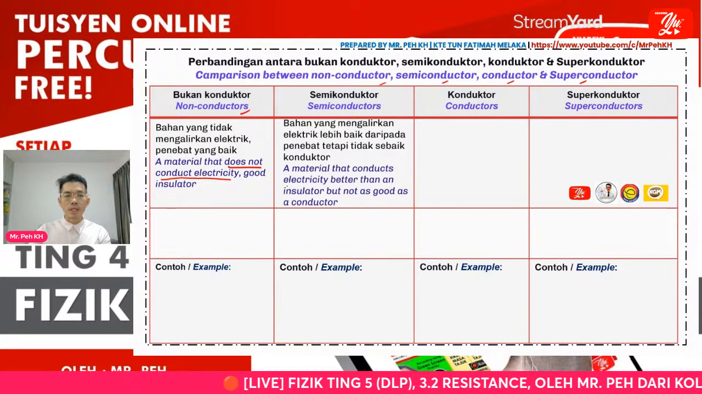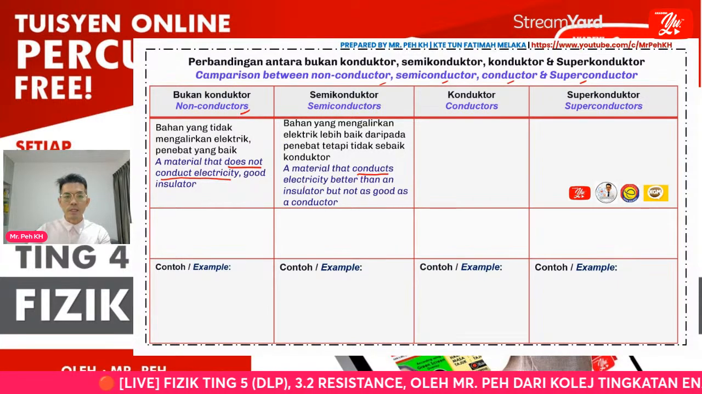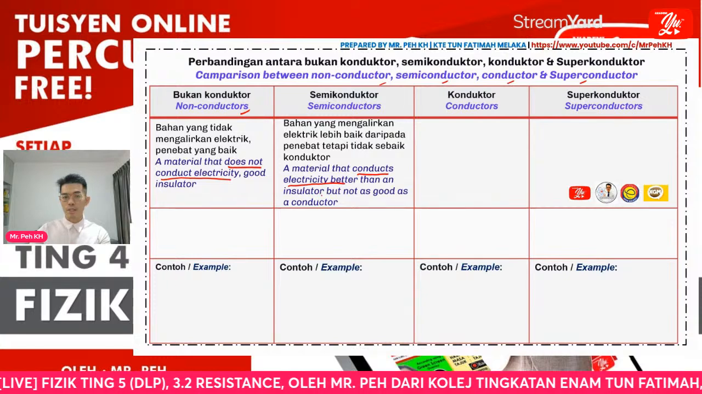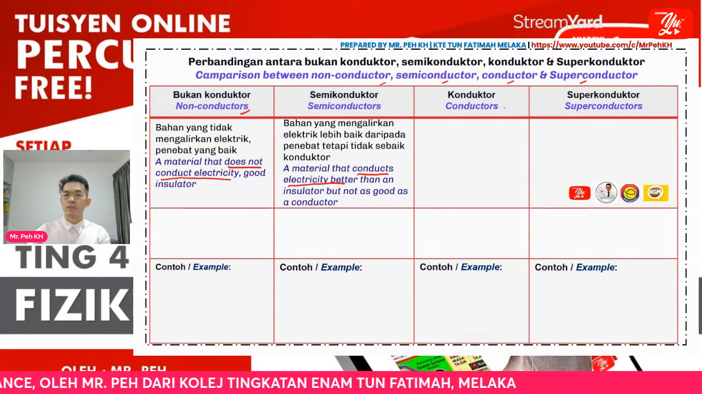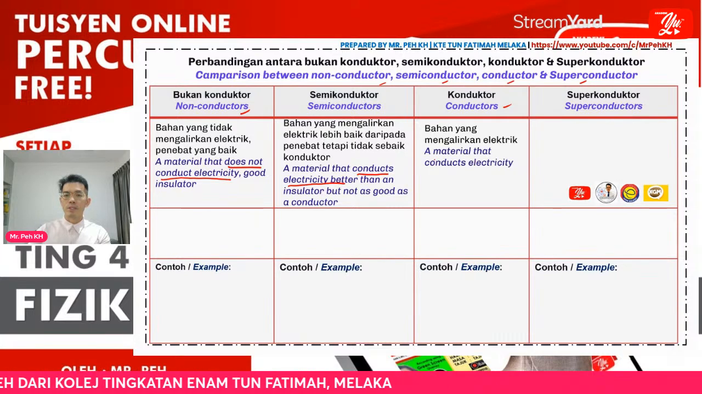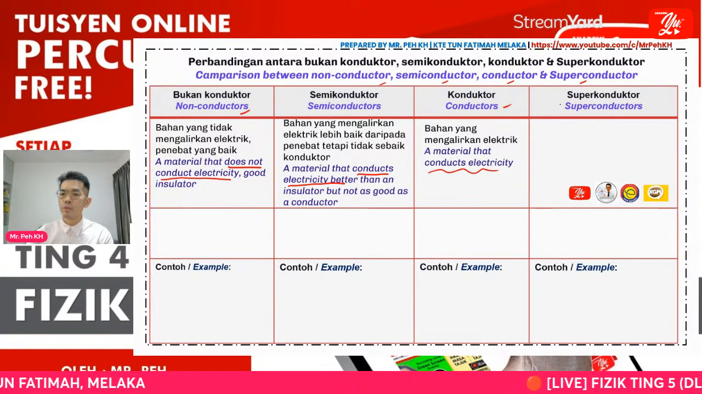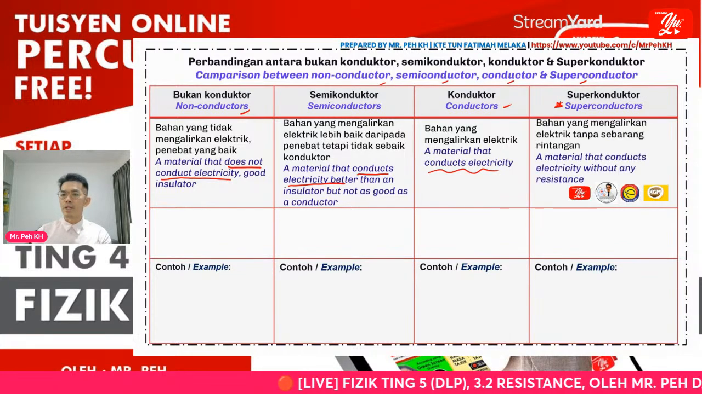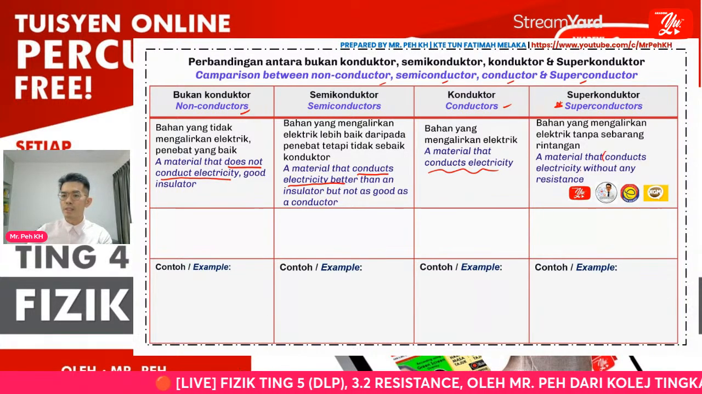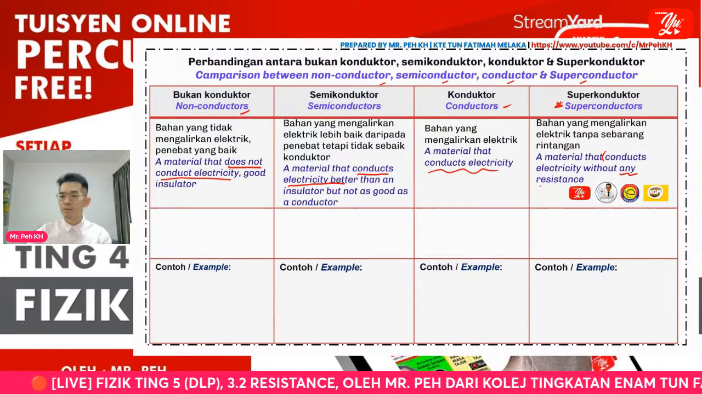Then semiconductor conducts electricity better than an insulator, but not as well as a conductor. A conductor is a material that conducts electricity. Here we have a new term, the superconductor. A superconductor is a material that conducts electricity without any resistance.